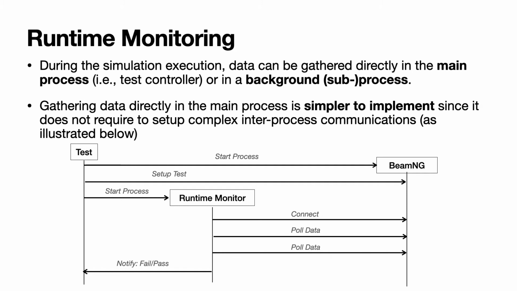So we can have the test that starts BeamNG, sets up the simulation, then starts the runtime monitor that again is going to connect to the same simulation, poll the data, and then notify the test about whether the test passed or failed. The good thing about using a background process is that we can parallelize and then spread the load across different processes.